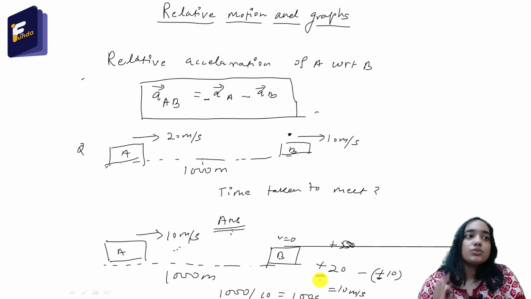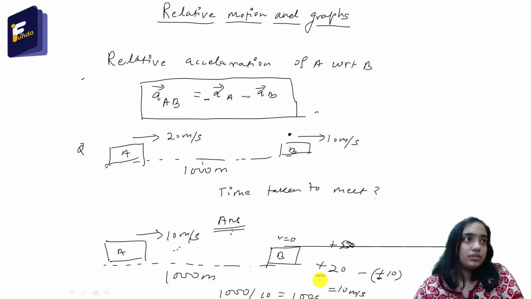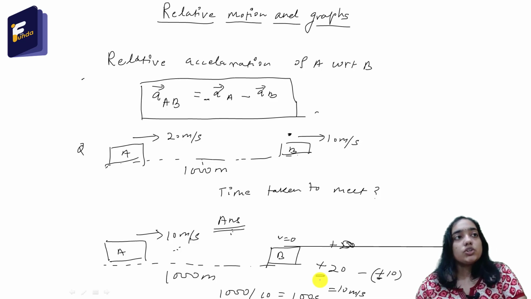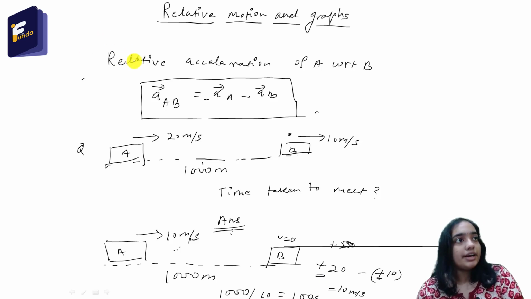So this we have solved using relative motion. Now, what is the actual thing that is happening? We will see it by using the actual velocities, just to verify whether we have done it right or wrong.